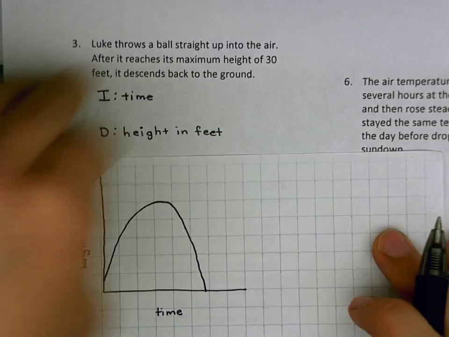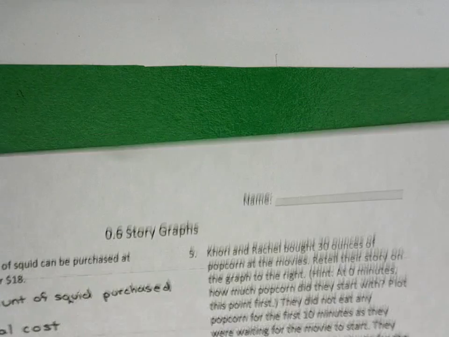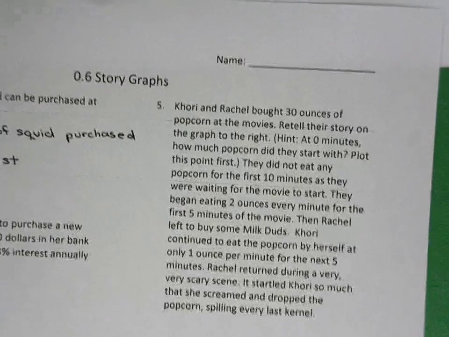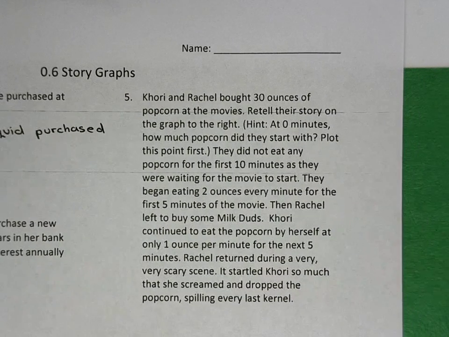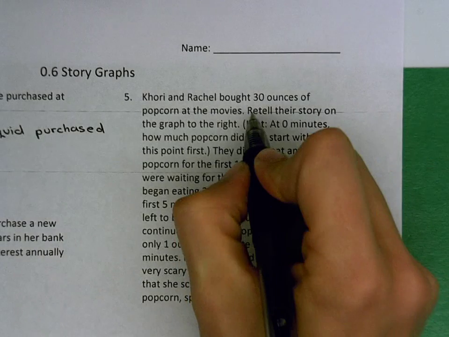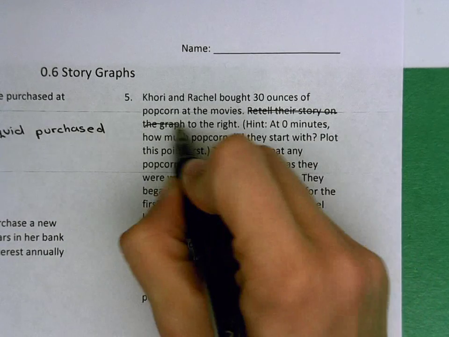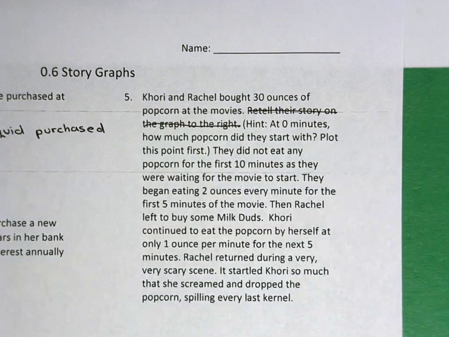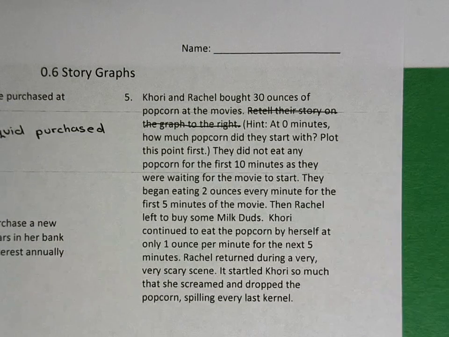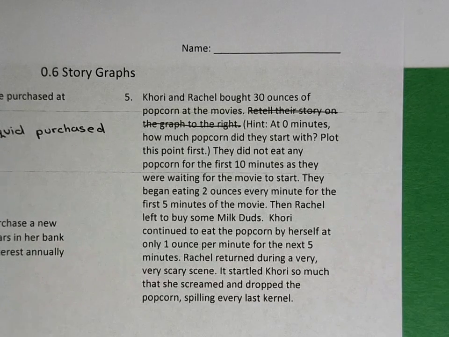Okay. Let's go ahead and move over to number 5. Number 5 says, Corey and Rachel bought 30 ounces of popcorn at the movies. Retell their story on the graph to the right. Well, we're going to tell it on my own graph paper here. Okay. Hint, at 0 minutes, how much popcorn did they start with? Plot this point first. They did not eat any popcorn for the first 10 minutes as they were waiting for the movie to start. They began eating 2 ounces every minute for the first 5 minutes of the movie.